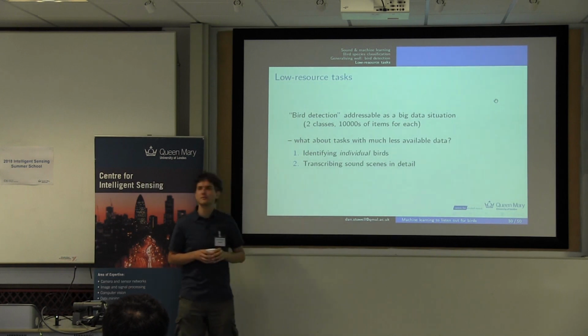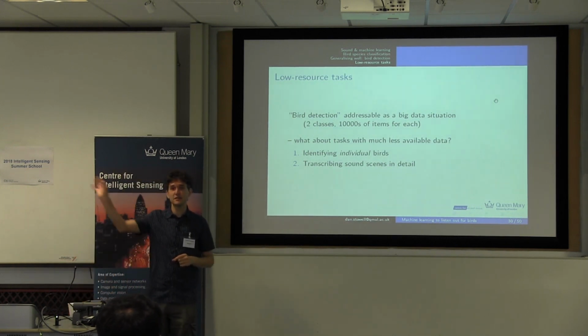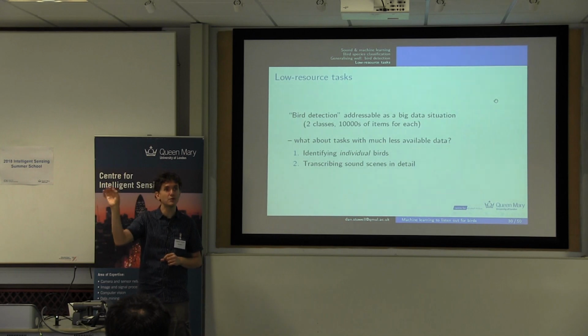But what about tasks with much less available data? For example, identifying individual birds. It's very common that we might want to say, is this the same bird that was here yesterday? Is this the same bird that was here last year? There are very good monitoring reasons why we want to do that. But of course, with an individual bird, we only have very few recordings.